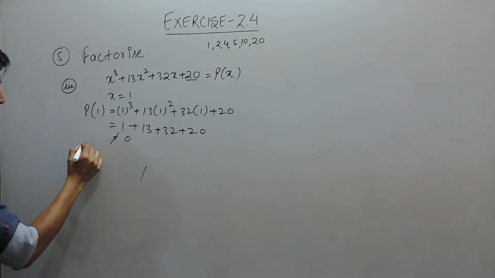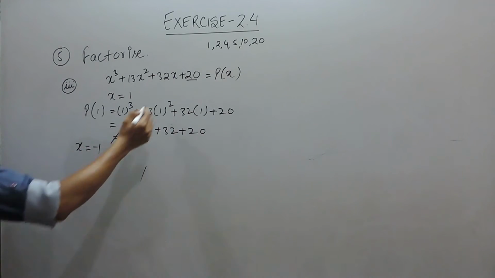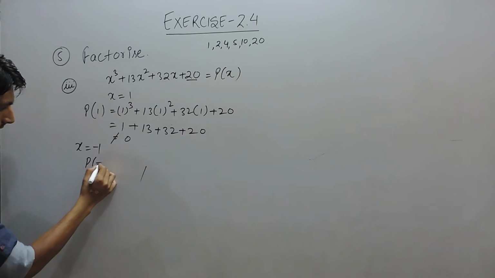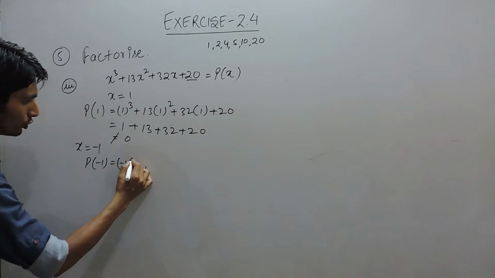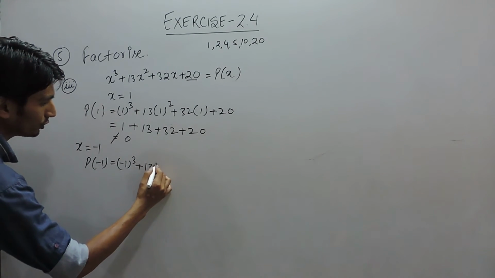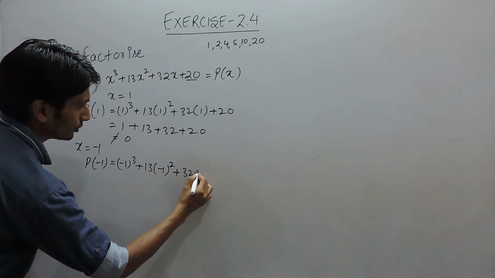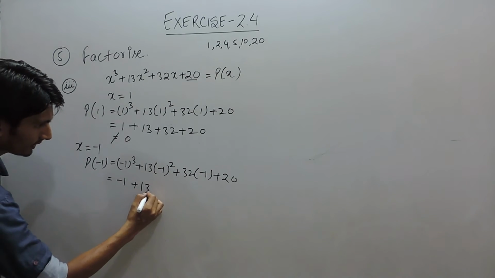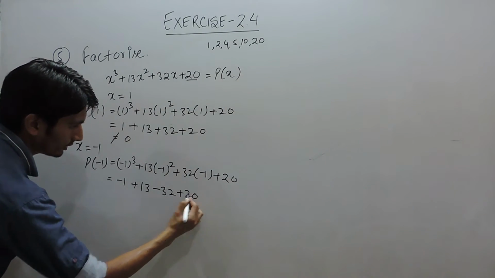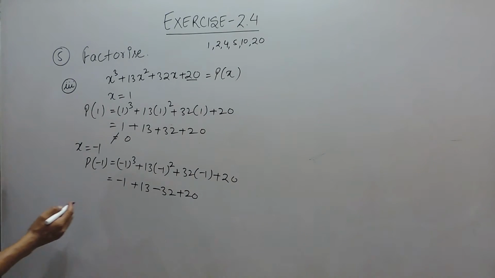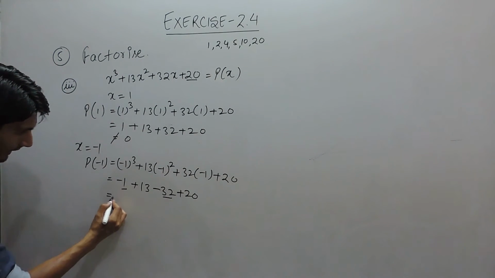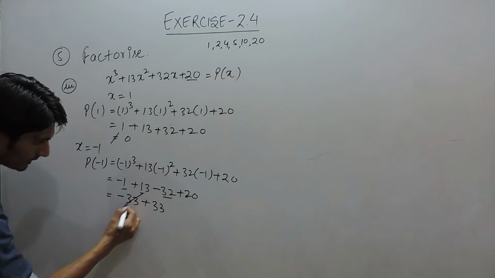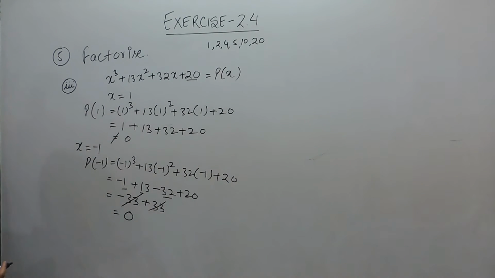So now put x equals minus 1, because the factor of 20 can be plus 1 or it could be minus 1. Putting x equals minus 1, this is minus 1 cube, and this is 13 into minus 1 square, this is 32 into minus 1, and this is 20. So this will be minus 1, this will be 13, this will be minus 32 and this will be 20. So this and this can be added, which is 33, and this can be added, which is again 33. So obviously the result comes out to be 0.